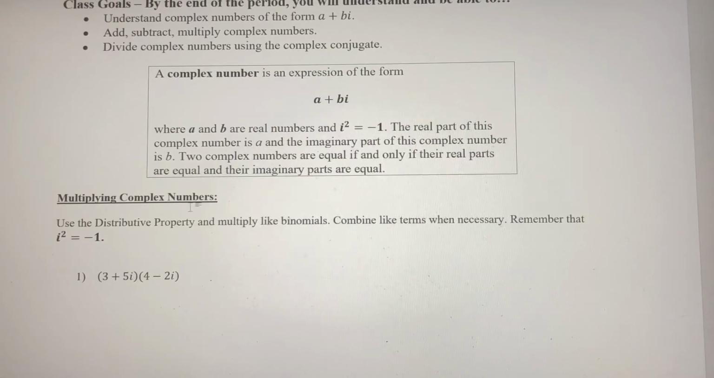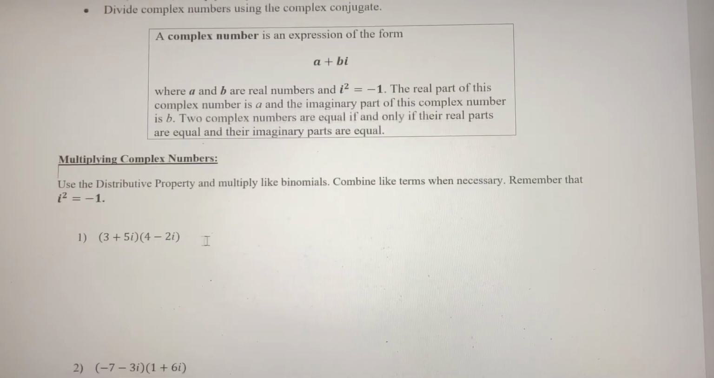So when you're multiplying complex numbers, you're going to use the distributive property and multiply like you would any two binomials, okay? We're going to combine like terms when necessary in the simplifying process, and we're going to have to use the fact that i squared equals -1 in the simplifying process, okay? So remember, when we multiply binomials, we're going to multiply 3 times 4. We're going to multiply also 3 times -2i. Then we're going to multiply 5i times 4. And then we're going to multiply 5i times -2i.